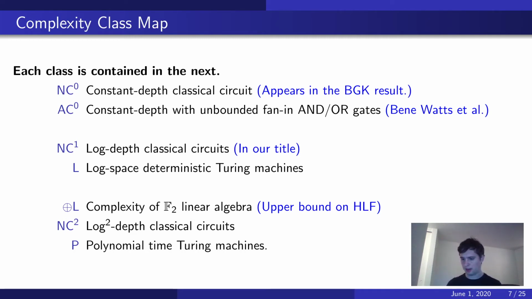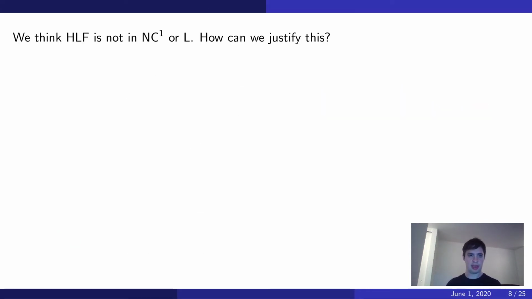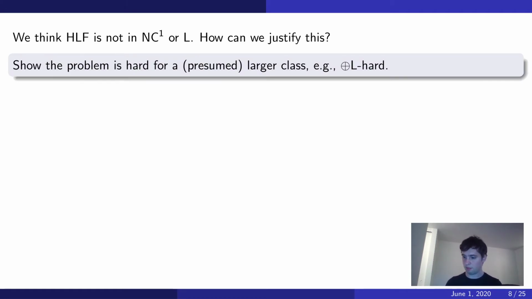And so Daniel and I have thought about this, and we couldn't figure out how to put the hidden linear function problem in L or NC1. So we think it's not in either of these classes. But how do we go about justifying this? It's not very convincing to say we just tried very hard. So the usual tool for this in complexity theory is to prove some kind of hardness. For example, we could prove parity L hardness.